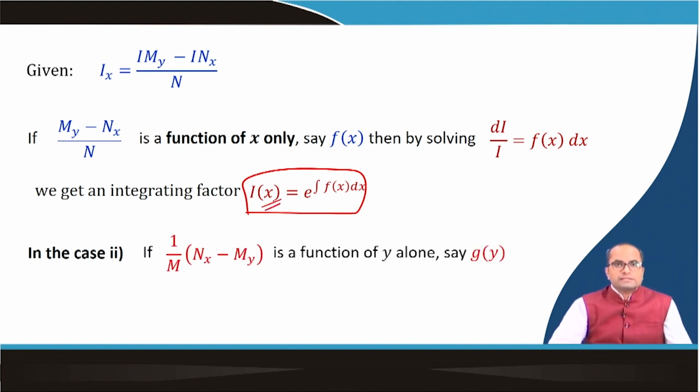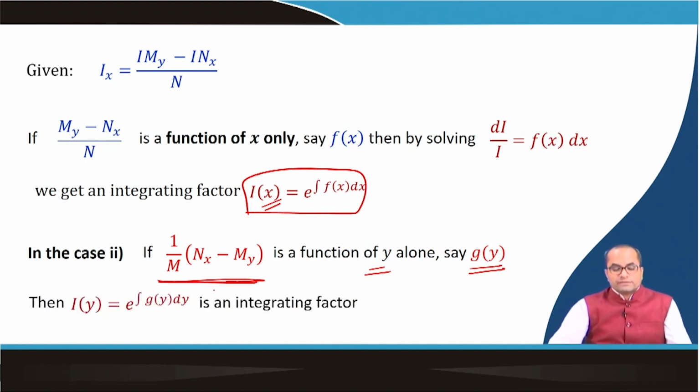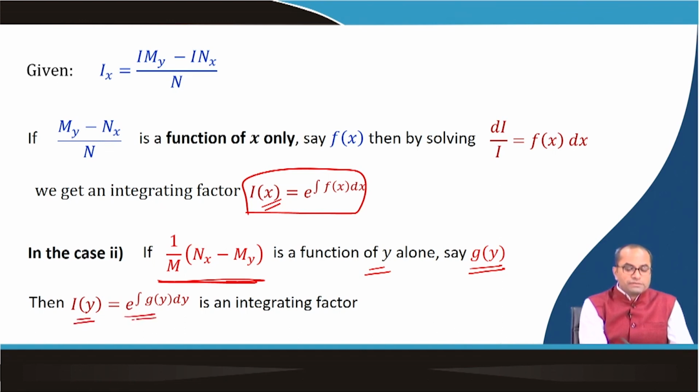Similarly, in the second case, if we assume that (1/M)(N_x − M_y) is a function of y alone, in that case this g(y), which we are saying here, can be used to get the integrating factor as I(y) equal to e to the power of the integral of g(y) dy.